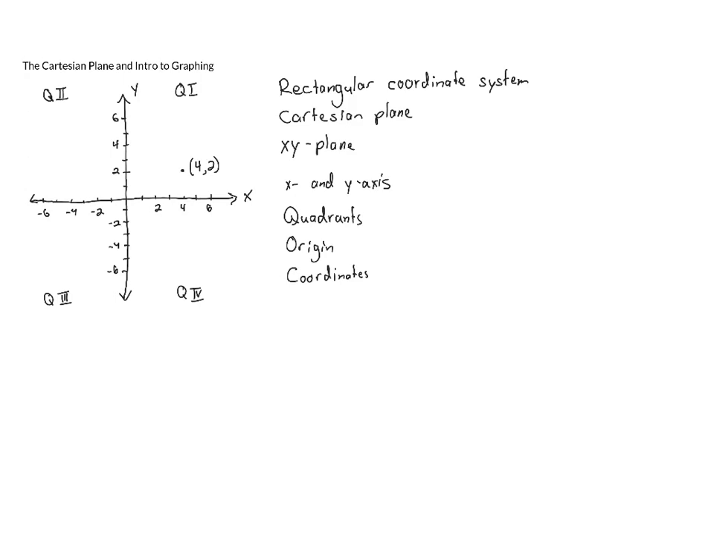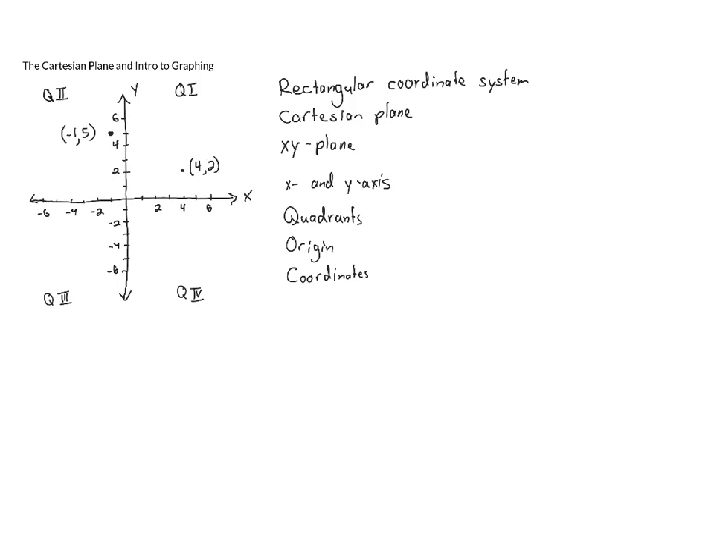We can do this for any point on the plane. We can look at this point right here. What are the coordinates of this point? Well, the x-coordinate is saying where we are on the x-axis. So if we look down there, that's at -1. So the x-coordinate is -1. And then the y-coordinate says how high we are along the y-axis. Well, we're at 5. So we've got -1, 5. Those are the coordinates of that point.